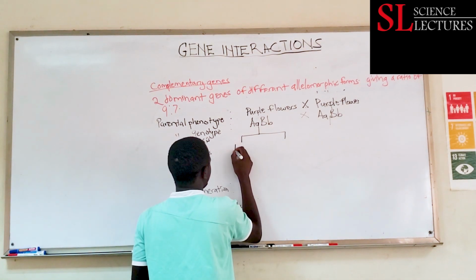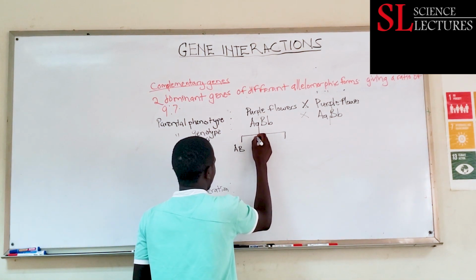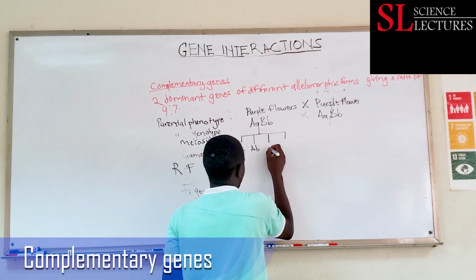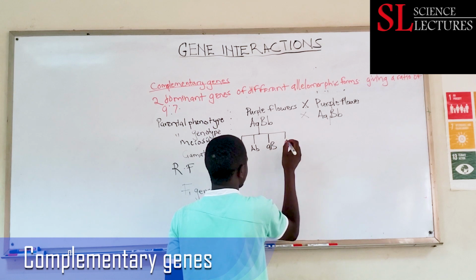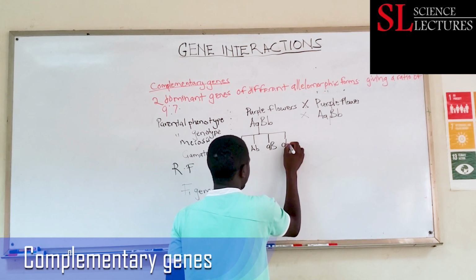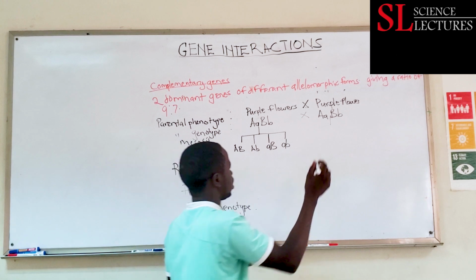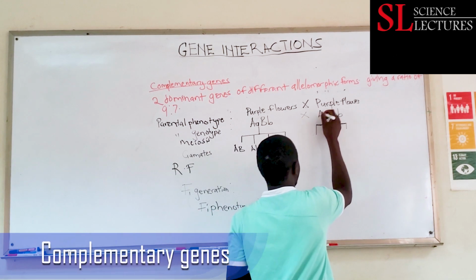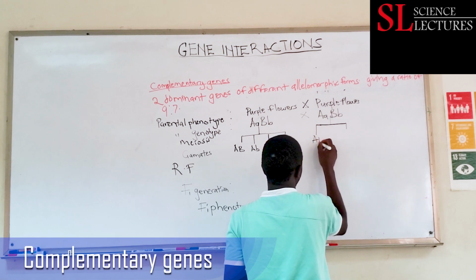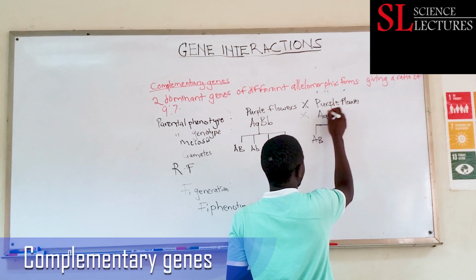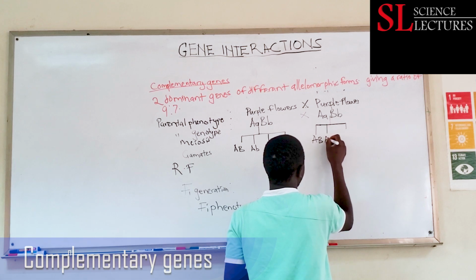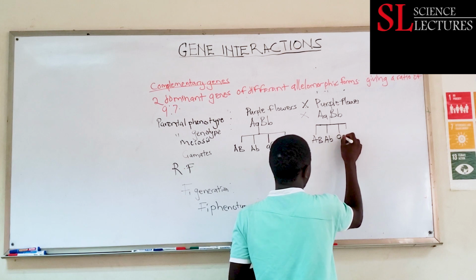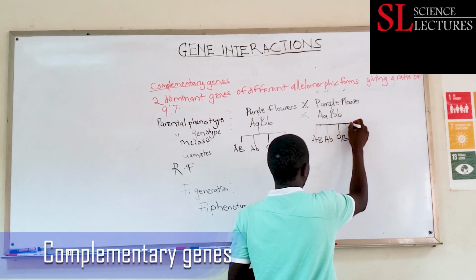So I can have capital A, capital B. I can also have capital A, small b, small a, capital B. Then I can have small a, small b. Then I also come here, the same. I can have this capital A coming with this capital B, then this capital A coming with this small b, then this small a coming with this capital B, then this small a coming with this small b.